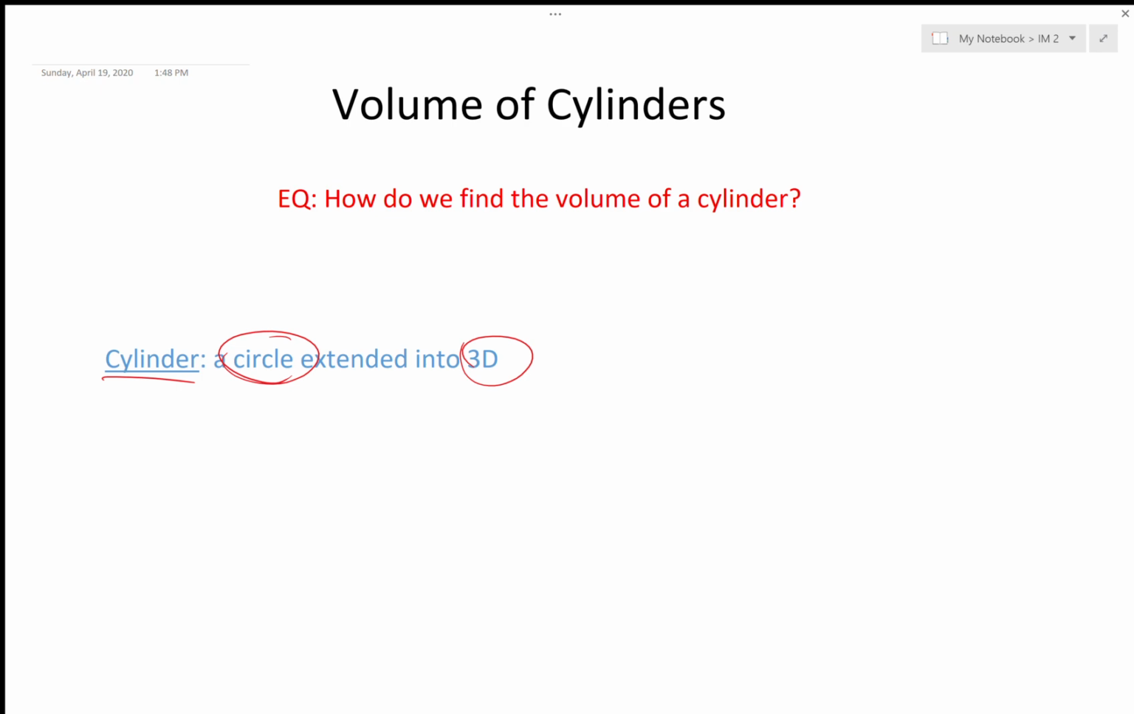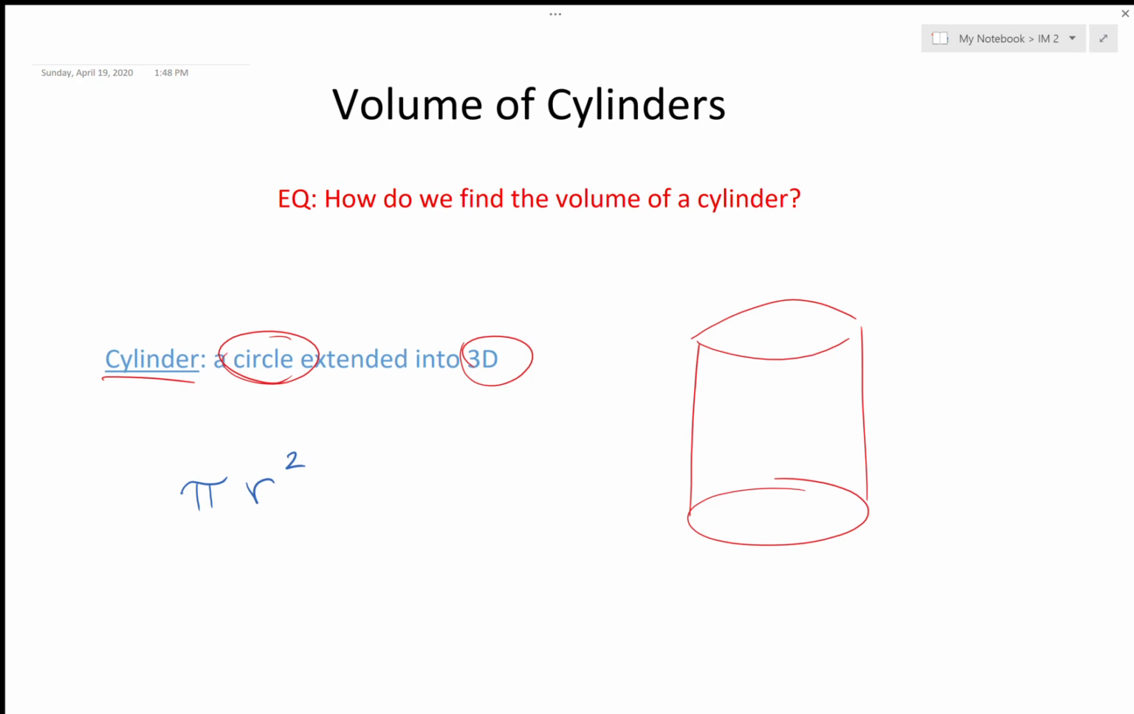Now the way we're going to show this here, since we're in 3D, our circle is going to look more like an oval because we're looking at it at an angle, and then we just give it some height here, close it off, and we've got ourselves a cylinder. Okay, so what we're going to be looking at, we already know that the area of a circle is pi r squared.